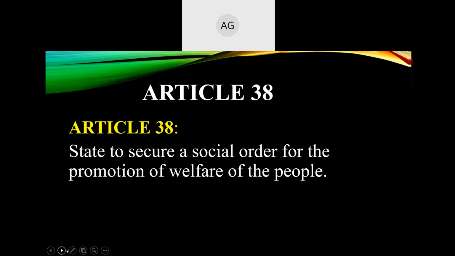Now, I will explain this article in simple language. First of all, when I speak about the state, it includes the state government and also the central government. Article 38 says that the state has to take efforts and strive to promote the welfare of the people. Now, how can they promote the welfare of the people? They can secure or guarantee them a social order.